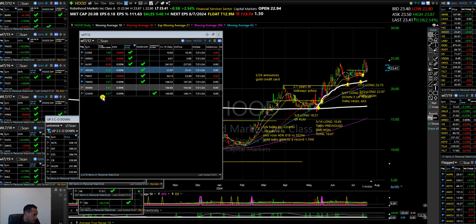Now, all these names that we narrowed the list down to, 3 of them came from the scan that finds the best performing stock in the short term, which is the 4x3. 4 of them printed an inside day, which is great, and 1 of them printed down 3 days in a row or more.